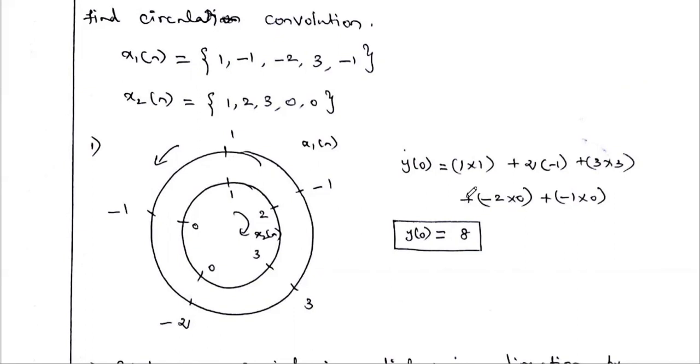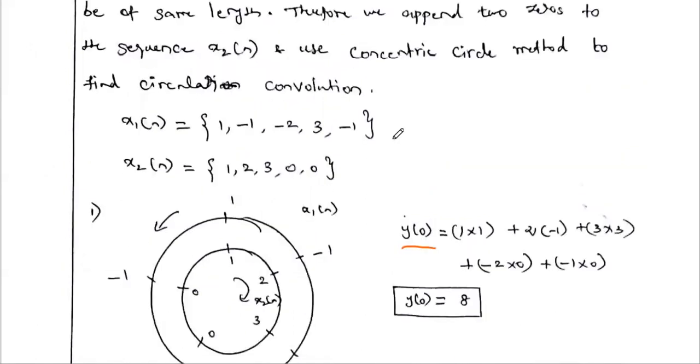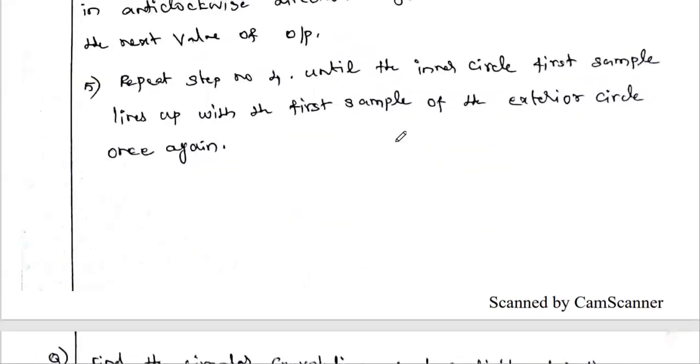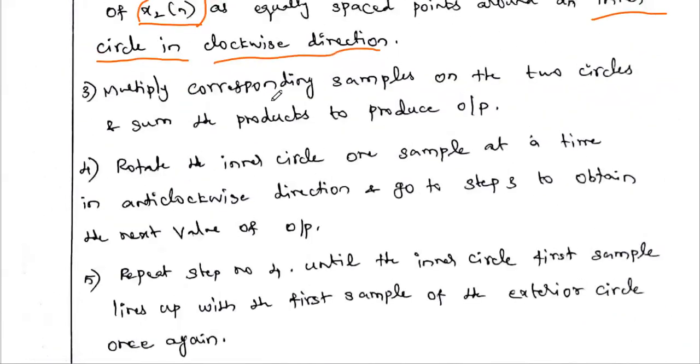So all these products together give the first answer, y of 0, or x3 of 0. You may take the convolution of the two sequences as y or some different variable, you may put either x3 or x4. So this is the third step: multiply the corresponding samples on the two circles and sum the products to produce the output. So we got only one output.